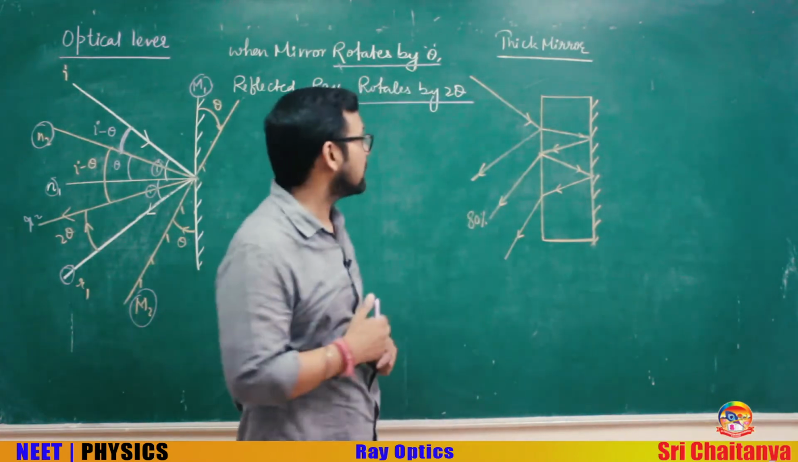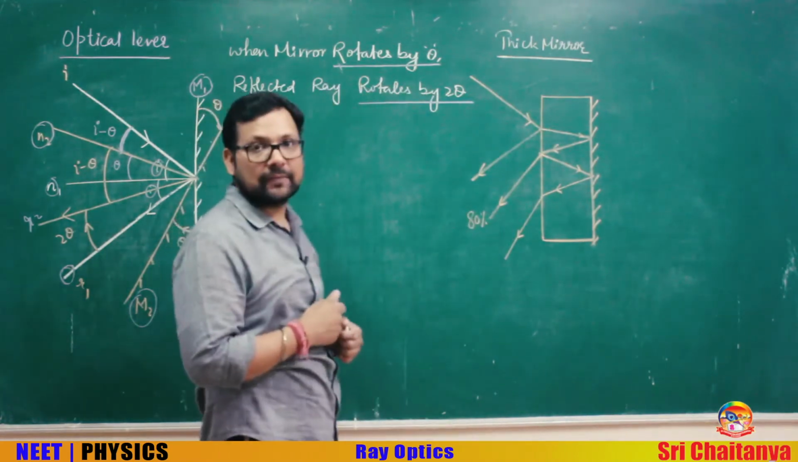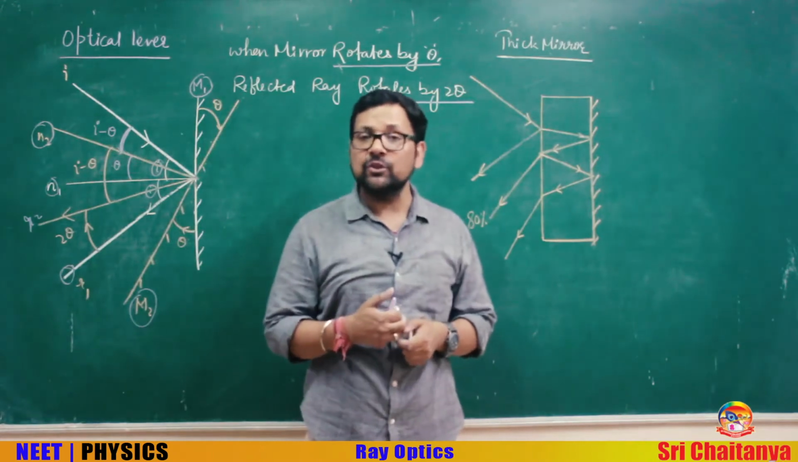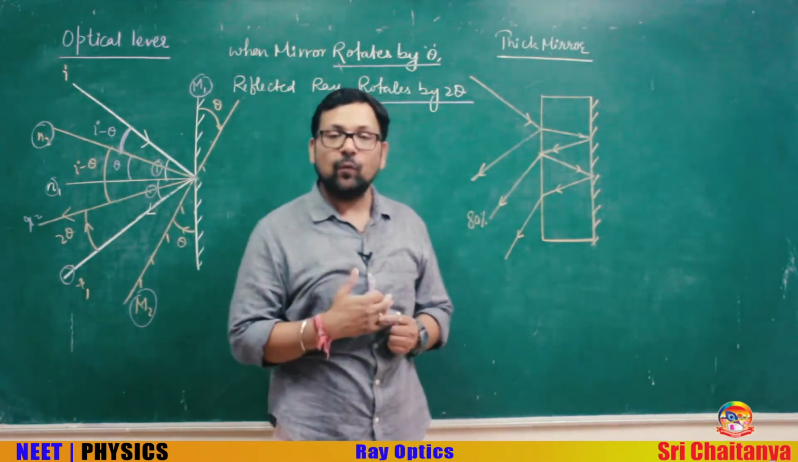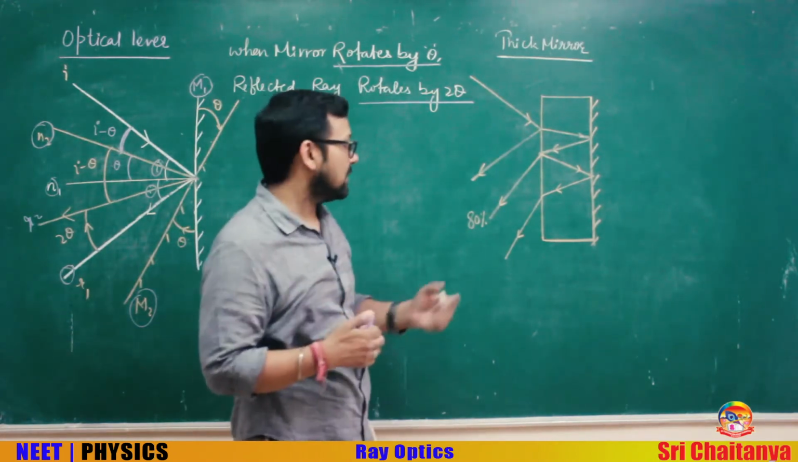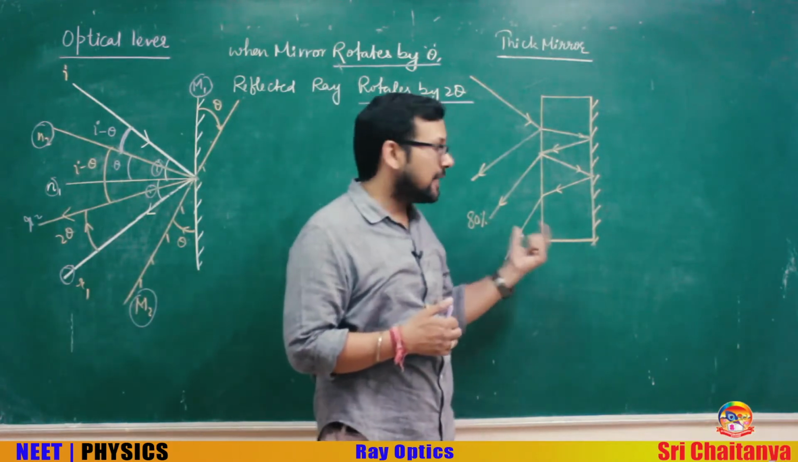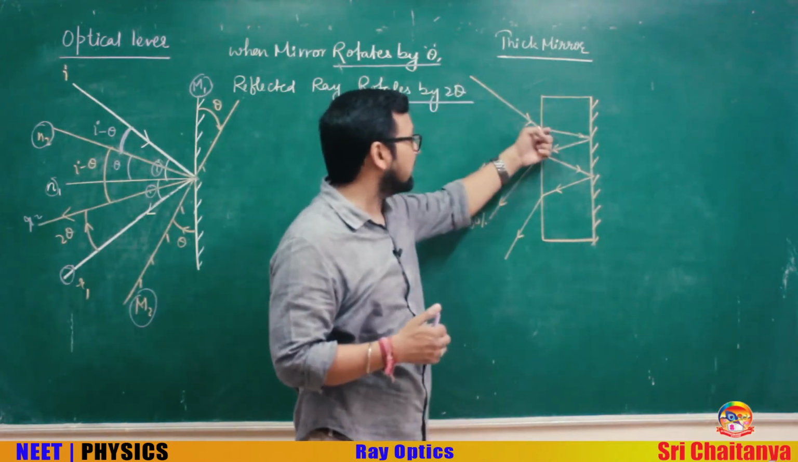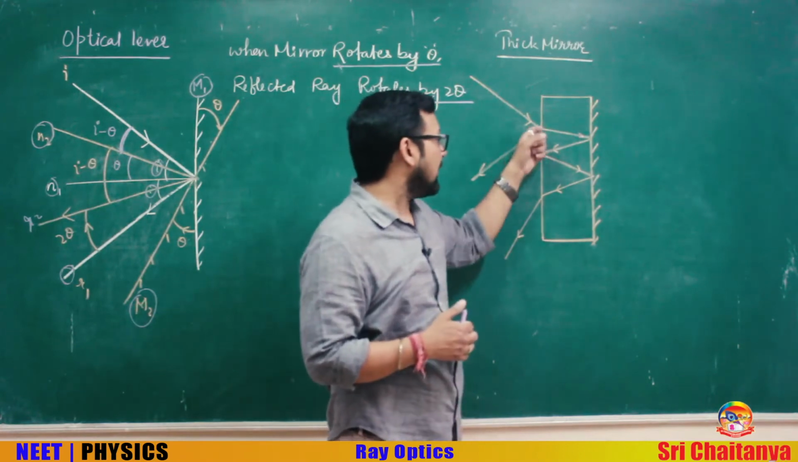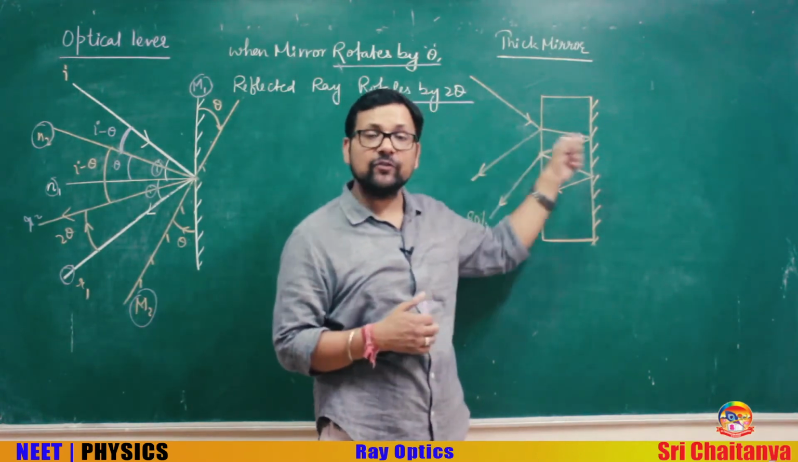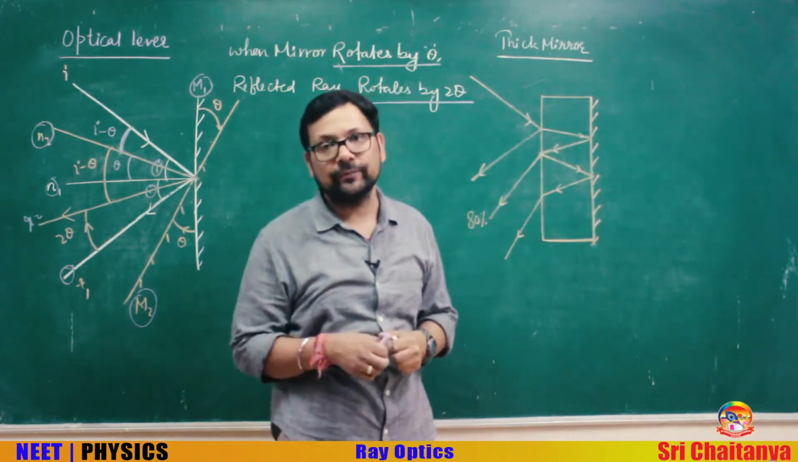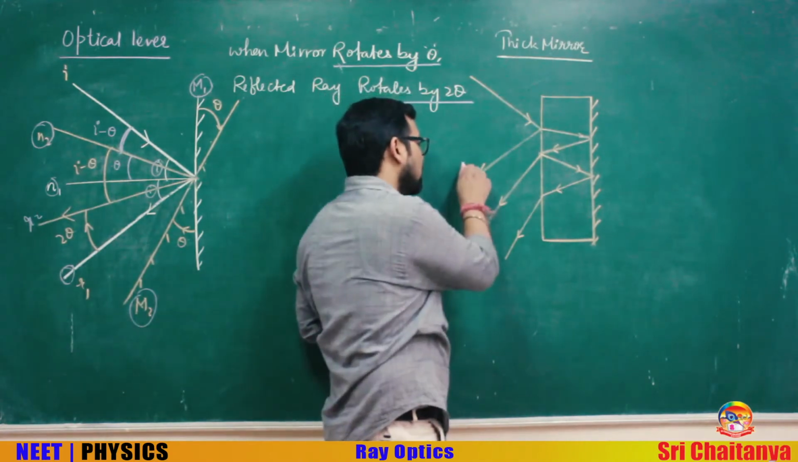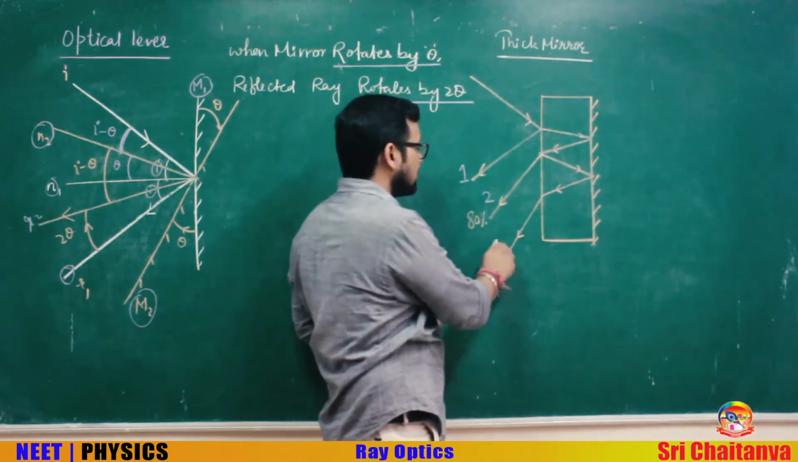See the next application, thick mirrors. Thick mirrors are generally used for weighing purposes. What are thick mirrors? What happens in this? See, this is a thick mirror. In a thick mirror, light is incident, and again at this point, reflection and refraction processes continue. So this is the first one, this is the second, this is the third.